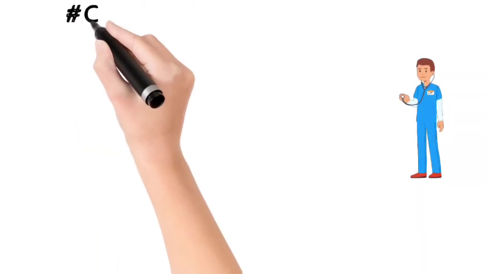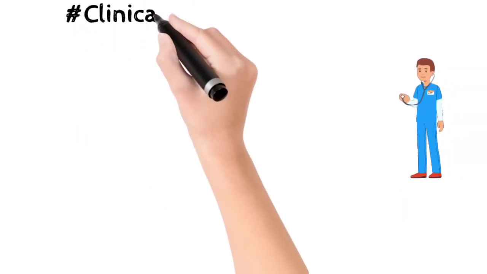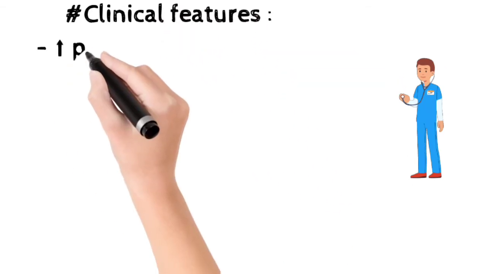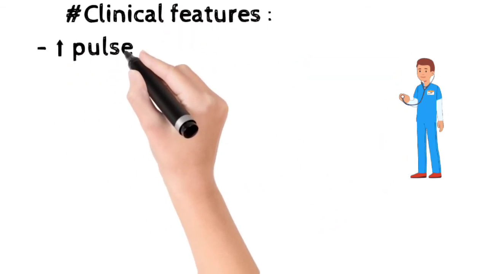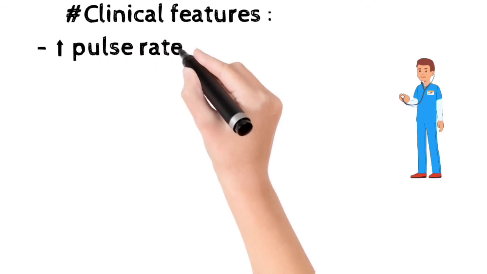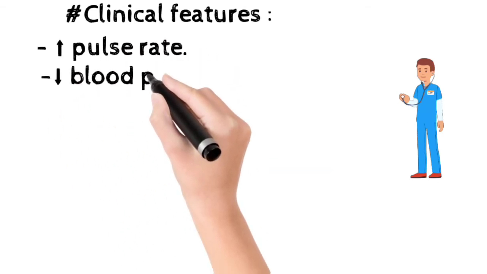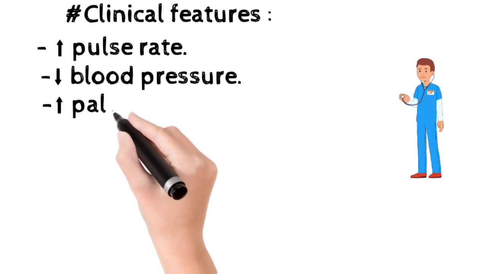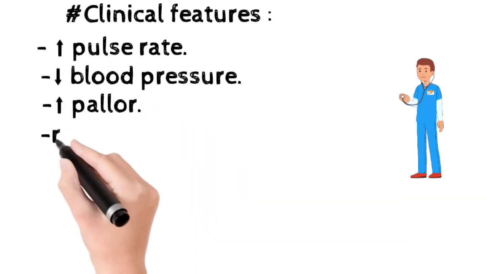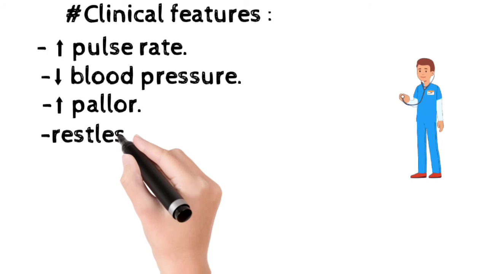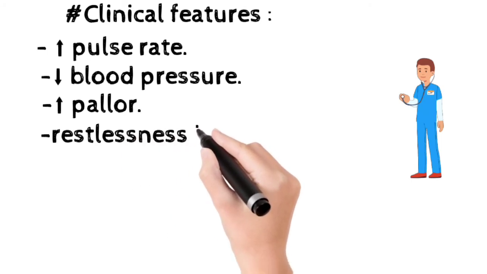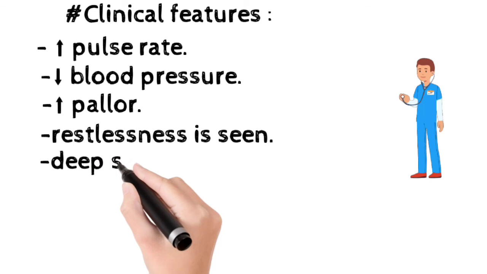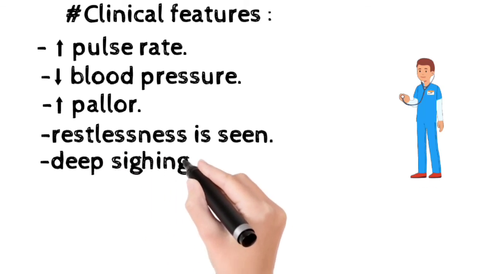Now next we study the clinical features of the hemorrhage. In the case of internal hemorrhage, these are helpful to diagnosis. First is the increased pulse rate. So the pulse rate is increased and the blood pressure is decreased. Due to the blood loss, the patient's appearance becomes paler. Restlessness is also seen in the patient. Deep sighing respiration is also seen in the patient.